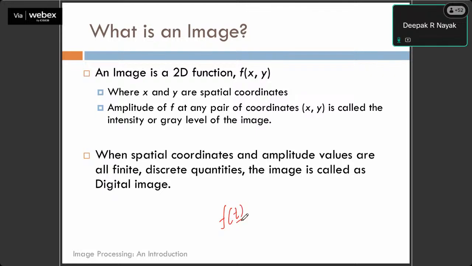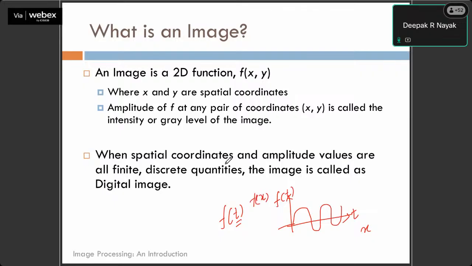There's only one variable, that is t, so t versus f of t. A one-dimensional signal can be represented in the form of a function, f of t, and this could be any signal. Let's say you consider a sinusoidal signal over here, where this is t and this is f of t. Any one-dimensional signal can be represented with a 1D function, f of t, or you can consider this as x and f of x also.